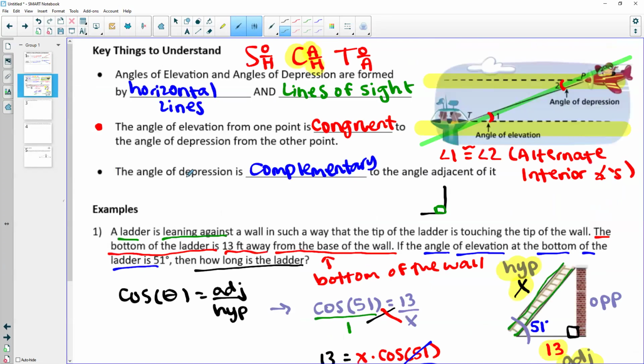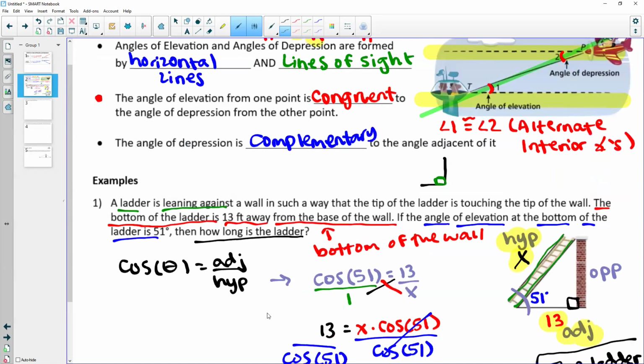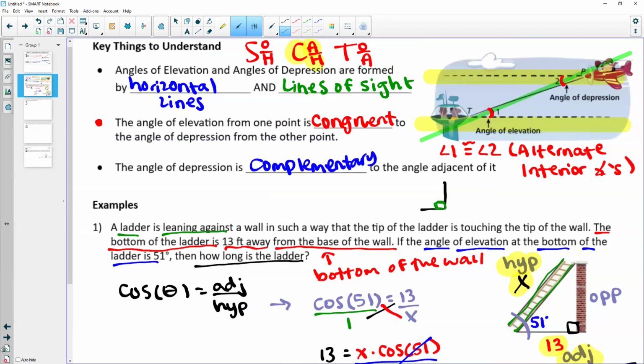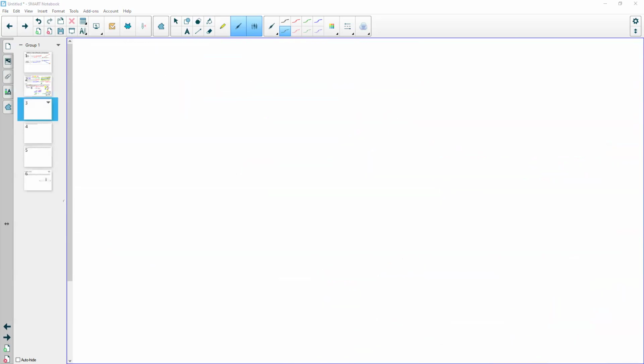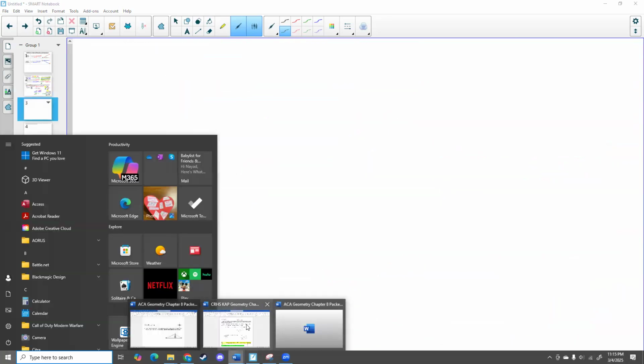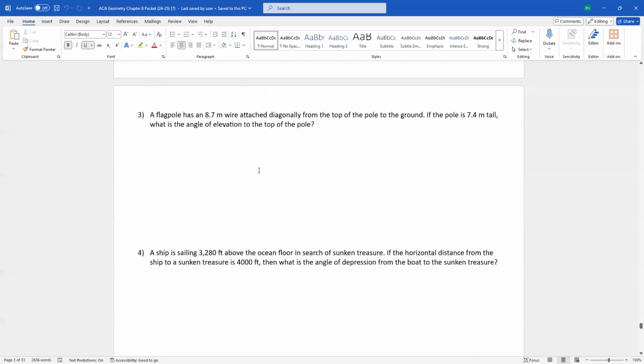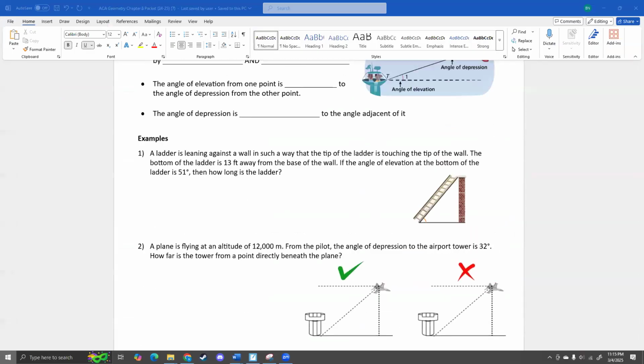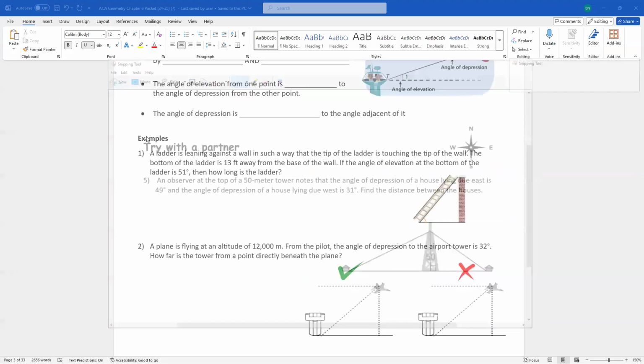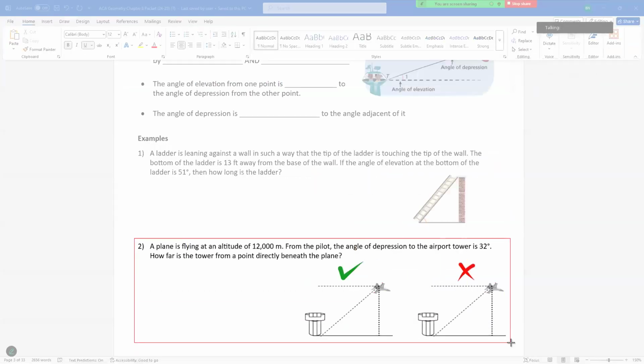Example 2 is missing. Let me make sure that I get example 2 up here. Let me just add this really fast. We're looking at our notes here. Example 2 is going to be this one. This one is missing from my notes. Let's get this copied over real fast.